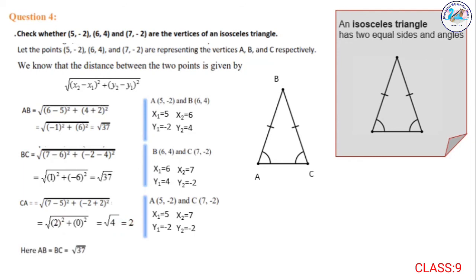So here when you check the values, AB is root 37, BC is root 37. So AB and BC, two sides, are equal to root 37. Therefore the two sides are equal in length. Therefore ABC is an isosceles triangle. So for proving an isosceles triangle we need to prove any two sides are equal. That we have proved here, AB and BC are root 37. Therefore the given 3 points form an isosceles triangle. Hope it is clear.